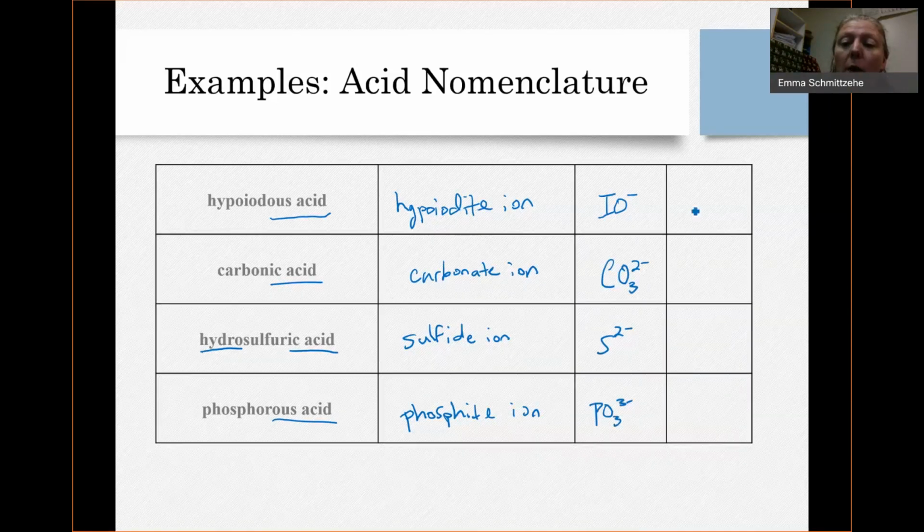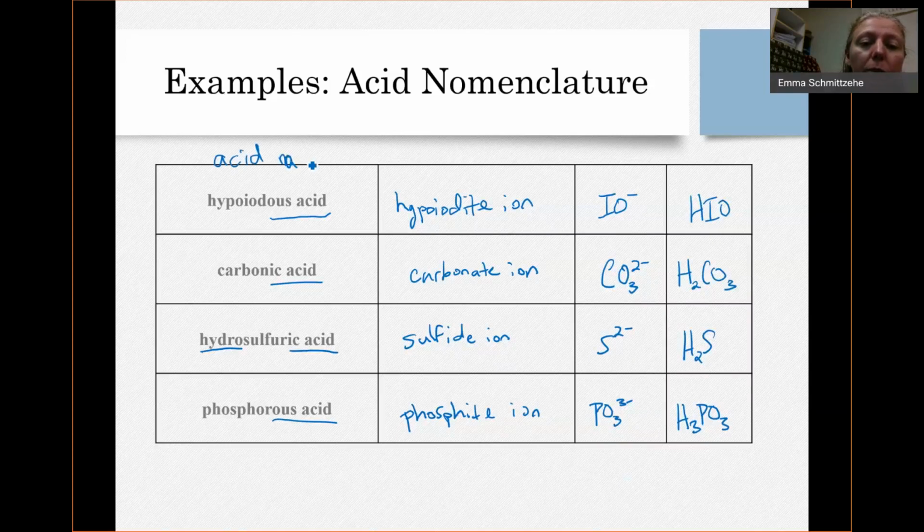So for HIO, you only need one H+ to balance that out. And then the next one we would need 2 to balance out the 2 minus, so we would get H2CO3. And then for the S2 minus, we also need 2, so it would be H2S. And then for the PO3 3 minus, we would need 3, so it would be H3PO3. And so this is the acid name that's given here, and this is the acid formula.